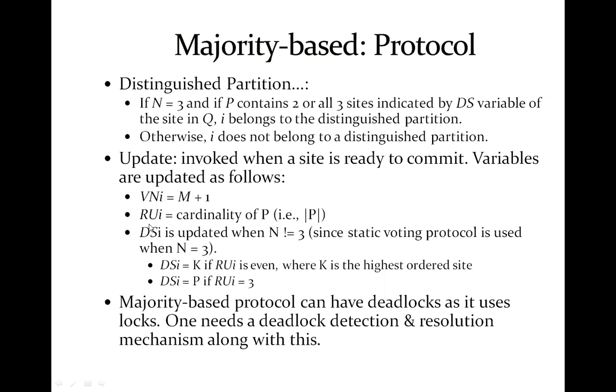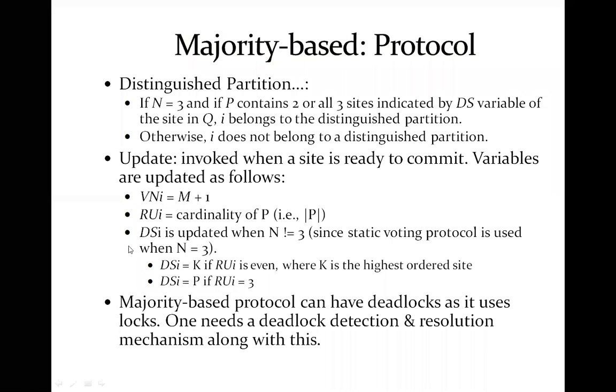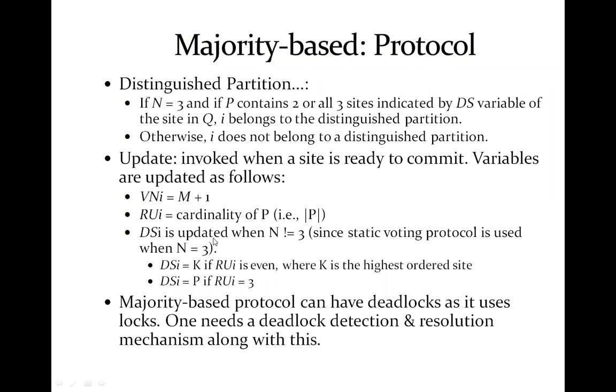The second one is it will update the replica updated set. So the replica updated set of the site I will be updated by the cardinality of P, meaning the number of sites which have responded. If 3 sites have responded, RUI will have 3 elements. If 2 sites have responded, RUI will have 2 elements. As well as DSI will also be updated. But DSI will be updated when n is not equal to 3.